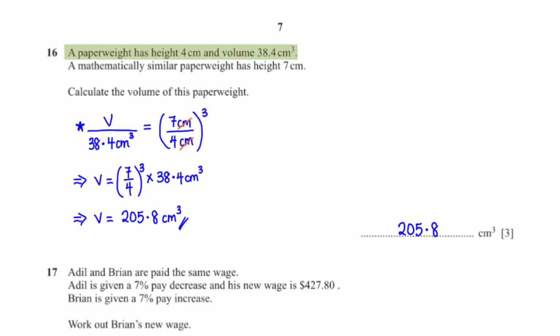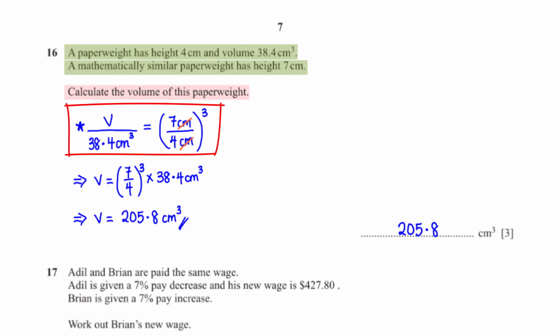A paperweight has height 4 cm and volume 38.4 cm cubed. A mathematically similar paperweight has height 7 cm. Calculate the volume of this paperweight. Based on the fact that the two paperweights are similar, the ratio of the volumes should be equal to the ratio of their heights cubed. When we make V the subject of the equation, this is what we get. When we type this into the calculator, we have 205.8 centimeters cubed.